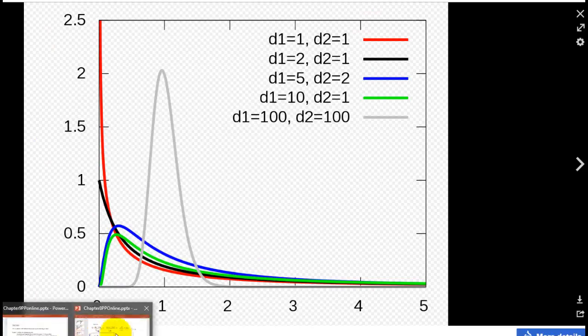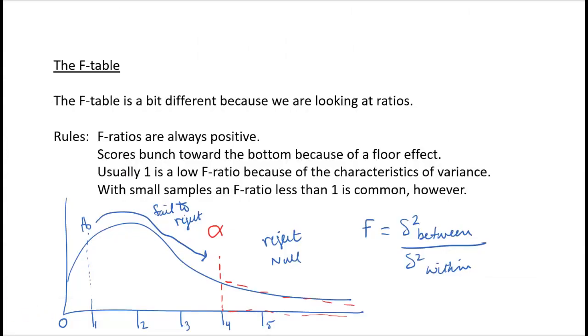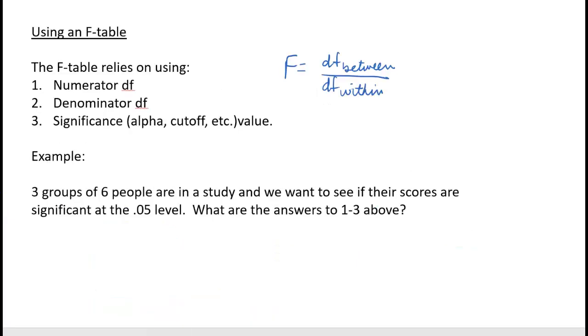Okay, back to reality. So the way we use an F table is this. You find it in the back of your book, and it's after the T table. You need to know 2 bits of information. You need to know the degrees of freedom between, which is the number of groups minus 1, and you also need to know the degrees of freedom within, which is the number of people in each group minus 1, summed across groups.